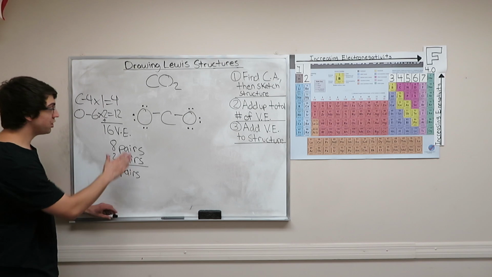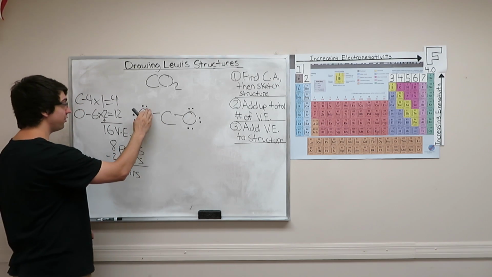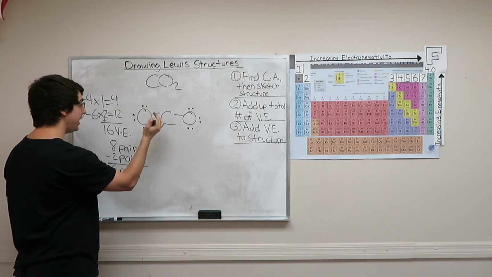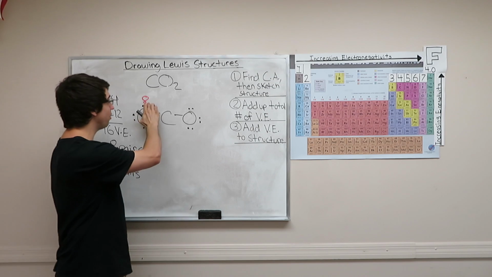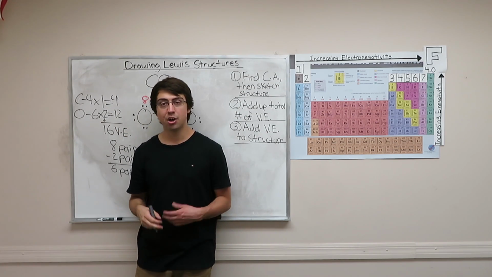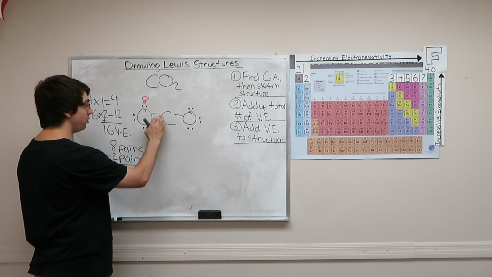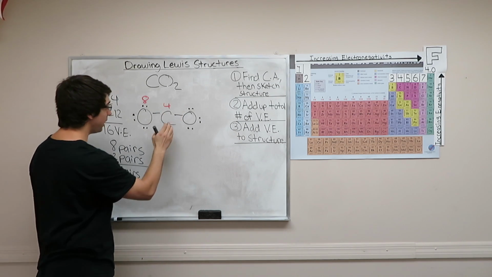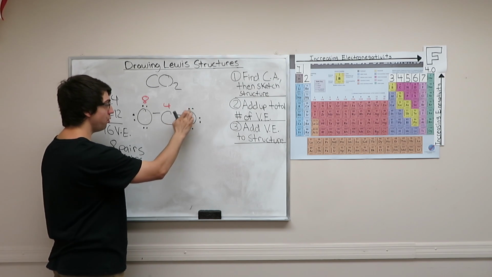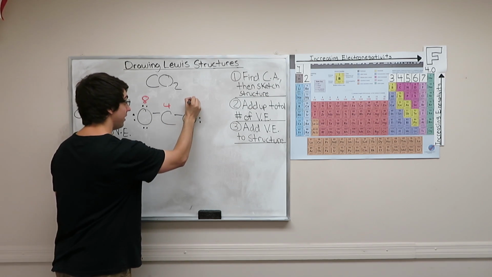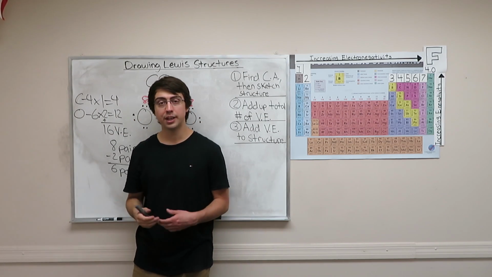And now we just need to make sure they are properly balanced. If we check this oxygen right here, it has 2, 4, 6, 8. It shares 8 total valence electrons, and whenever it has 8 total valence electrons, that means it has an octet. If we check this carbon here, it only has 2, 4. This carbon has 4, so we'll come back to that. And this oxygen over here has 2, 4, 6, 8. This oxygen has 8 valence electrons, or an octet of electrons.